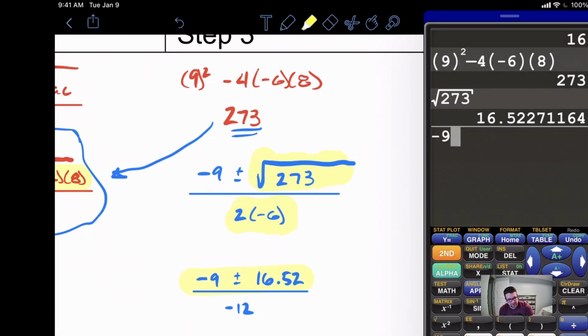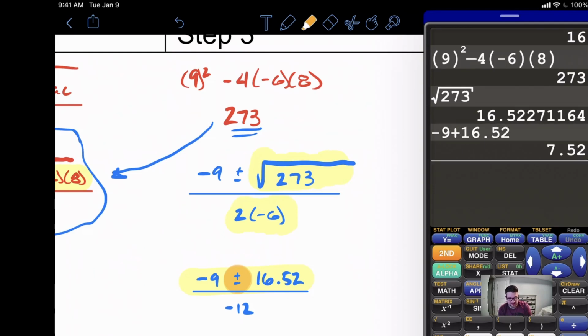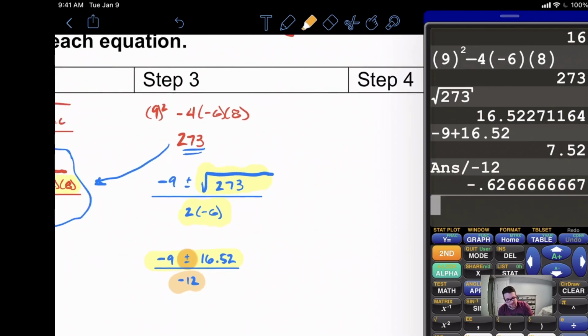But here's where we have a little bit of a choice to make. So if you notice, we have this symbol. And that's we call it a plus or minus. So here's what we want to do. We want to first do the first one. We're going to do 2 situations or 2 circumstances with a plus. And then we'll do the second one with a minus. So negative 9 plus 16.52. So let's get that number. And then since it's all being divided by 12 or negative 12, now let's divide that by negative 12. And that's going to give us our first answer. So our first answer will be x equals negative 0.63. Let's round up to the nearest hundredth.